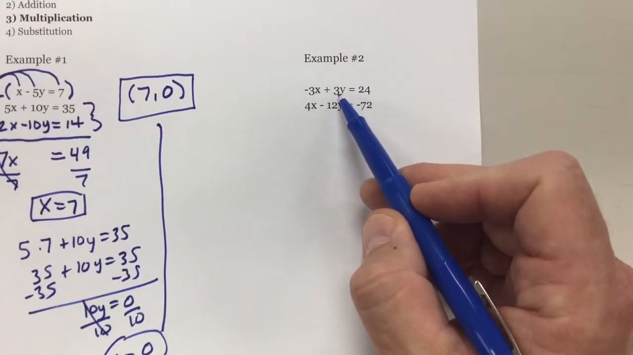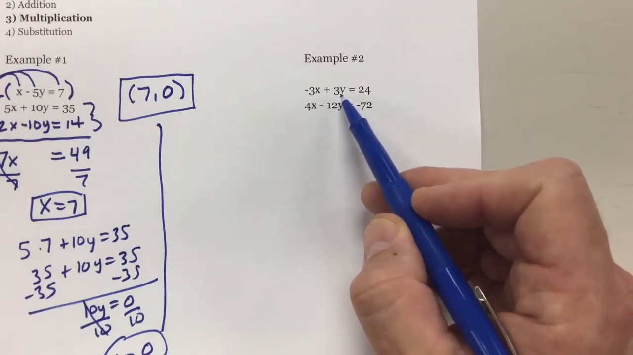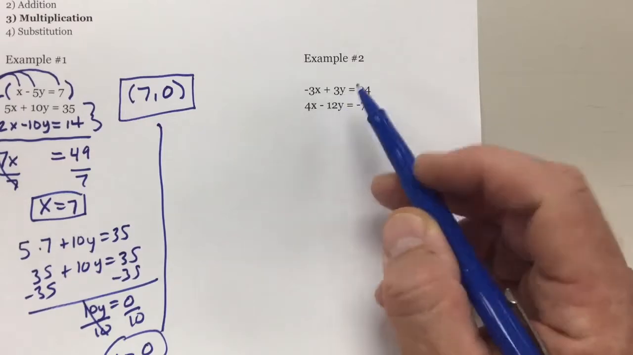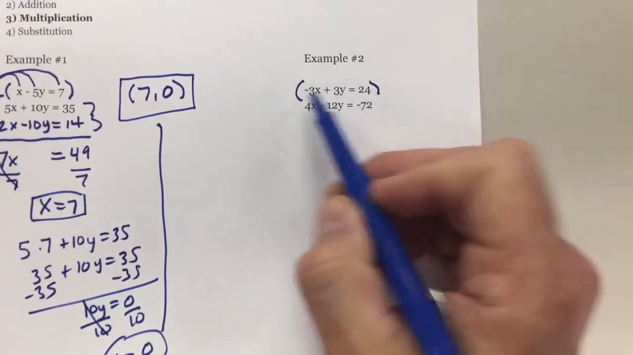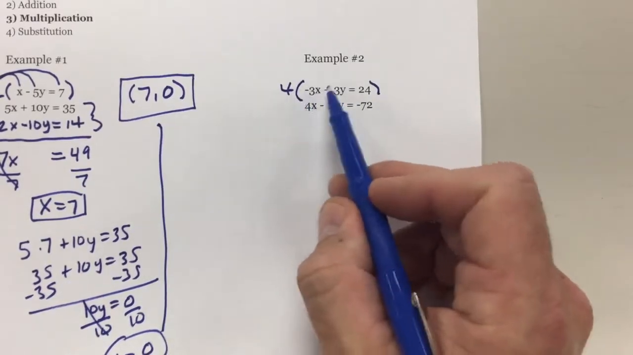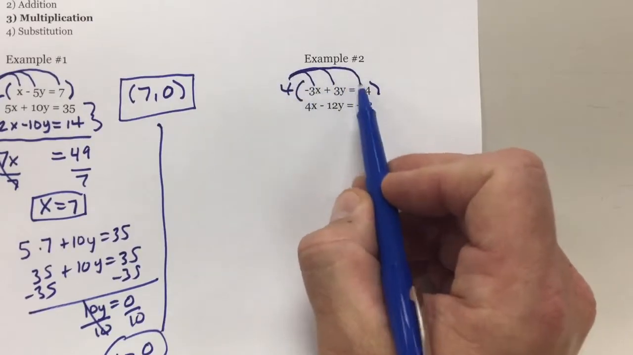If this 3 were a positive 12, it would cancel out with a negative 12. So I'm going to multiply this equation by whatever number I need to make this 3 become a 12. And of course, that would be a 4. So I'm going to multiply this whole equation by 4. First thing, second thing, and the third thing.